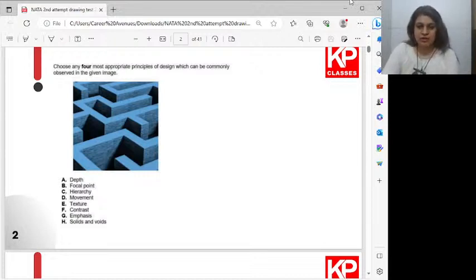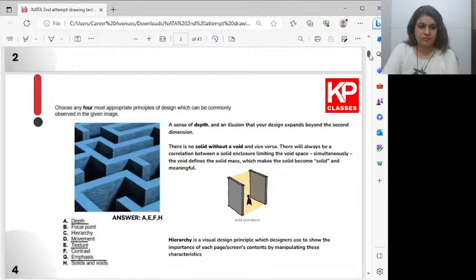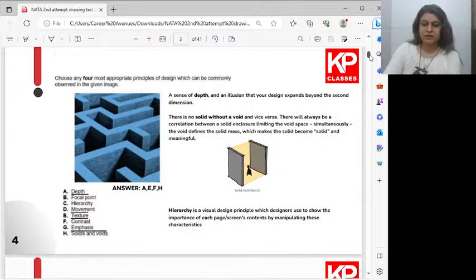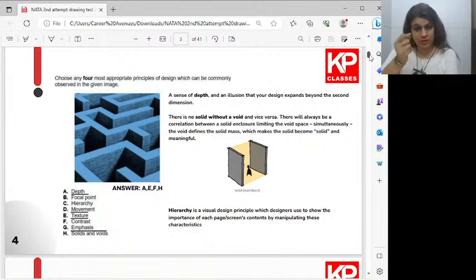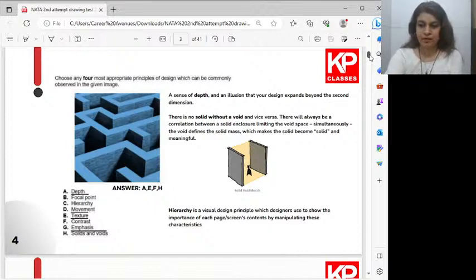So, what are the answers? Let's see that. So here are the correct options for this particular question. Now I have given a little bit of overview of what these terminologies mean. Like depth, movement, texture, and emphasis. These are the right options. Okay, and I have given the meaning of certain terminologies as well over here.